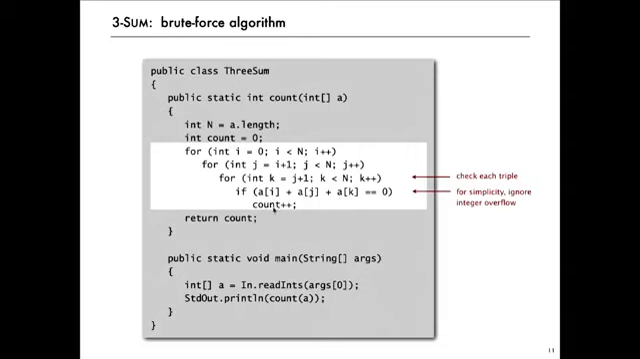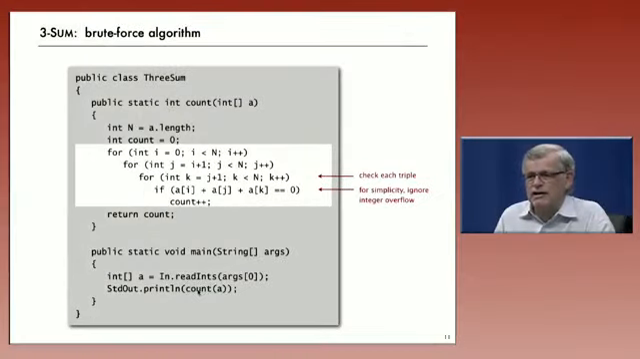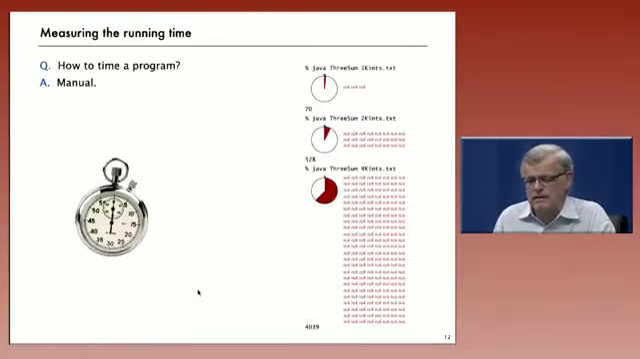And after that triple for loop, we return the count. And then the main method in this simple class just reads in all the integers and prints out the count. So that's a brute force algorithm that is a fine method for solving the three-sum problem. Now what we're interested in is how much time does this take as a function of n?